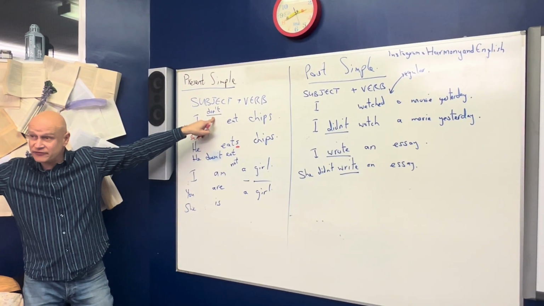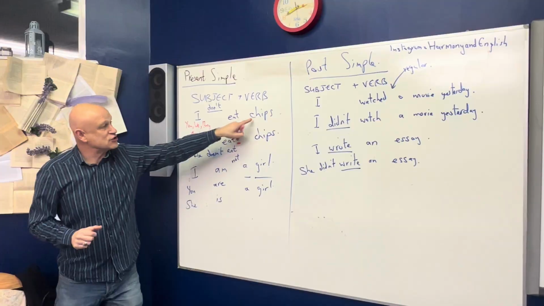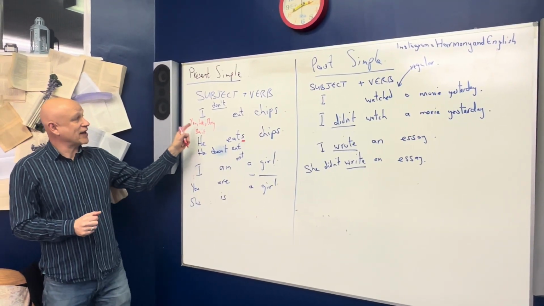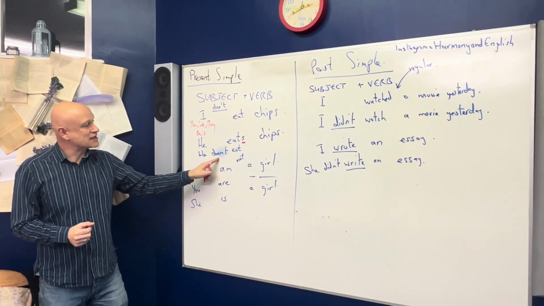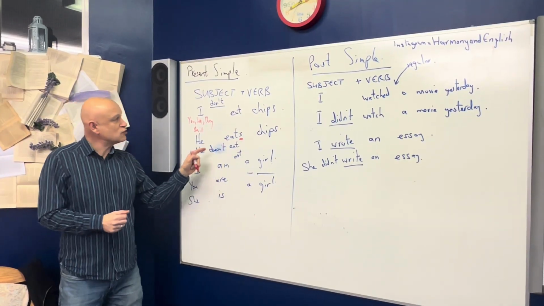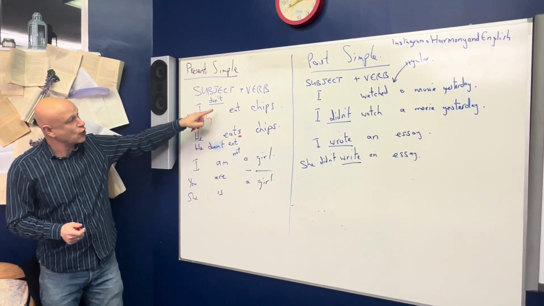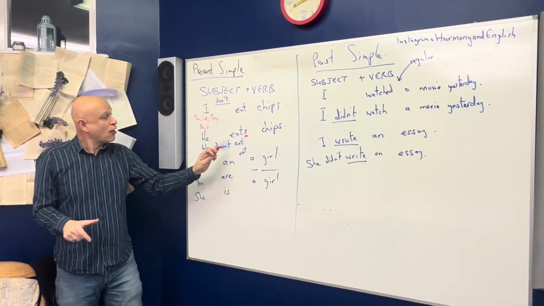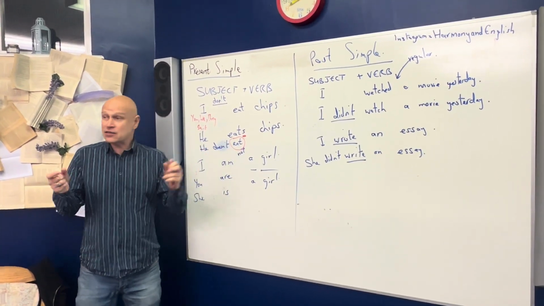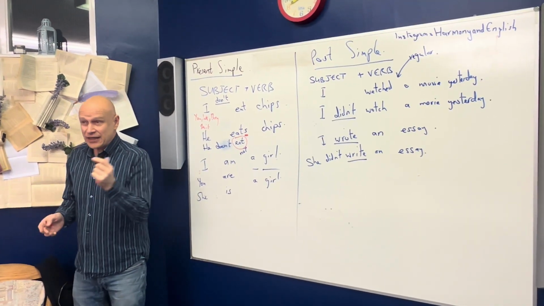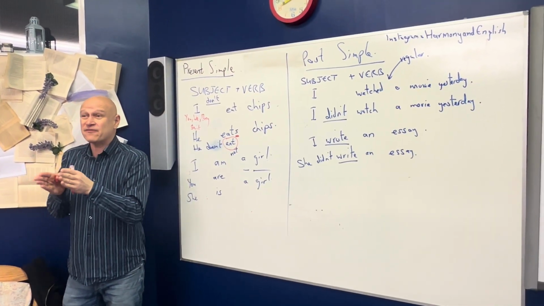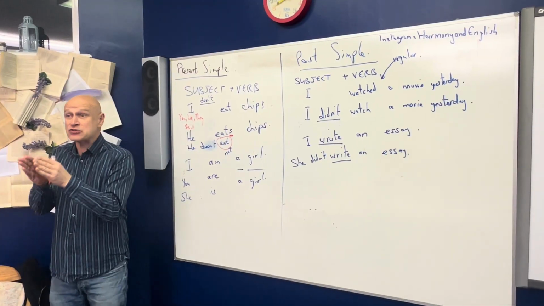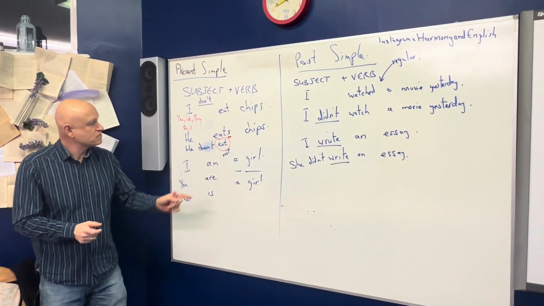It's called an auxiliary verb. I don't eat chips for I, you, we, and they. And he doesn't eat chips. Notice that as soon as we add the auxiliary verb do or don't, the main verb stays basic. In the English language, we call this infinitive. It's the infinitive, most basic form of the verb.